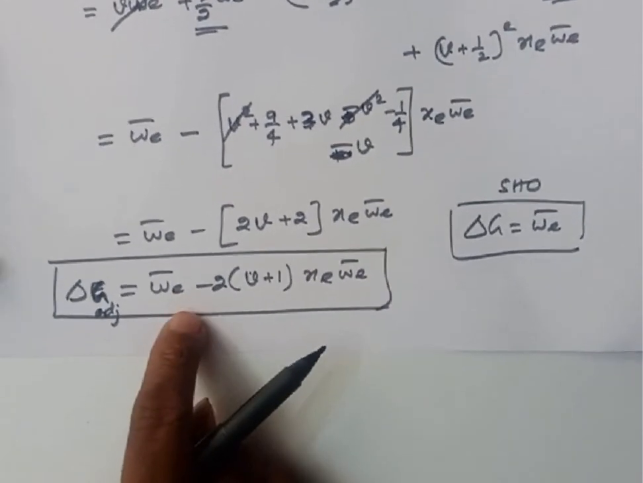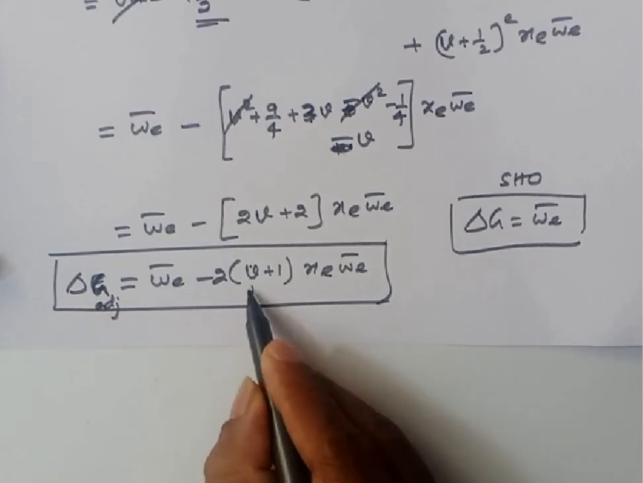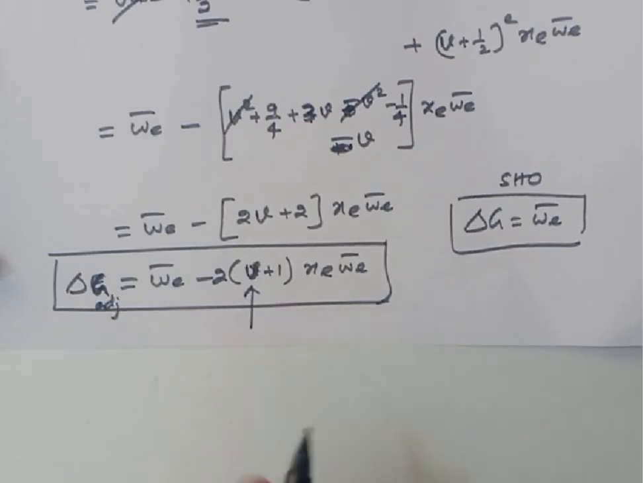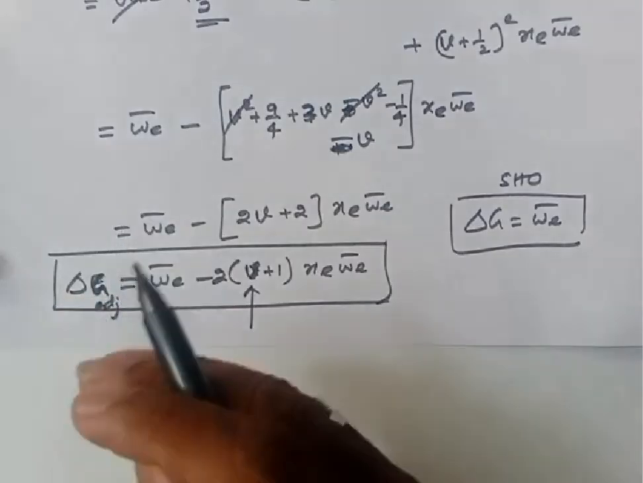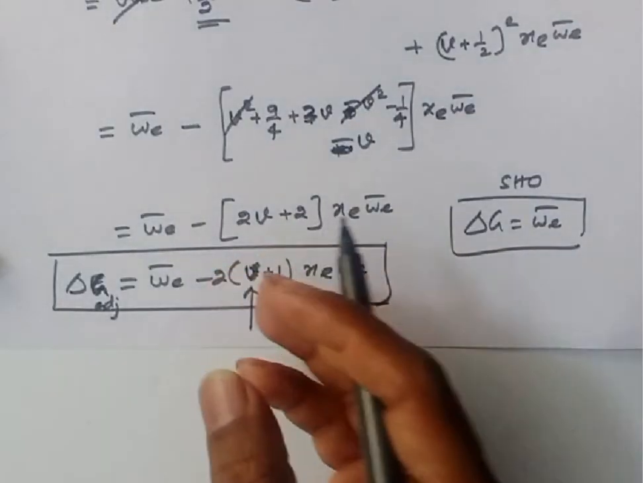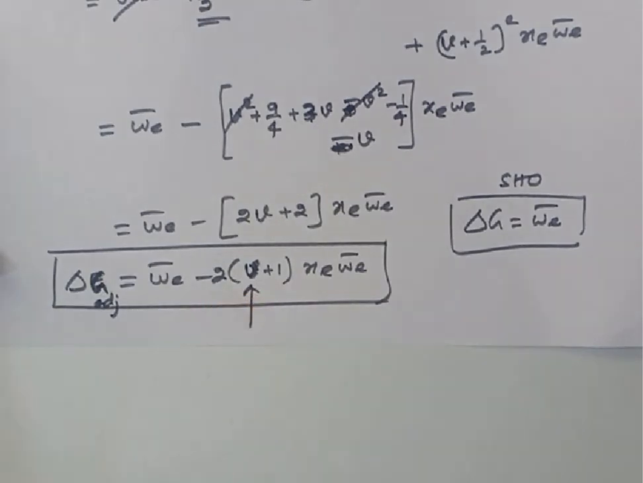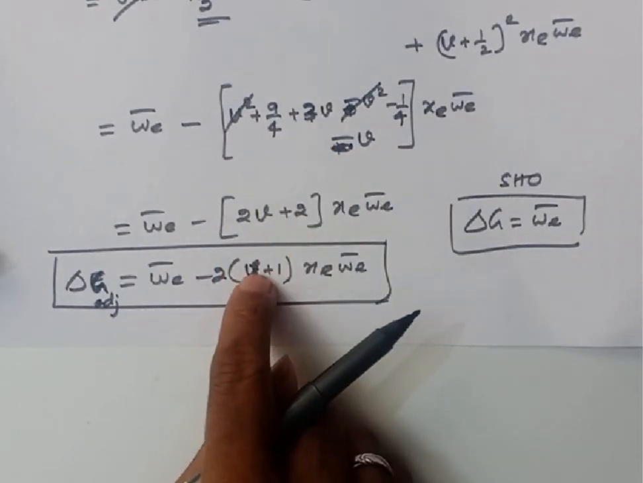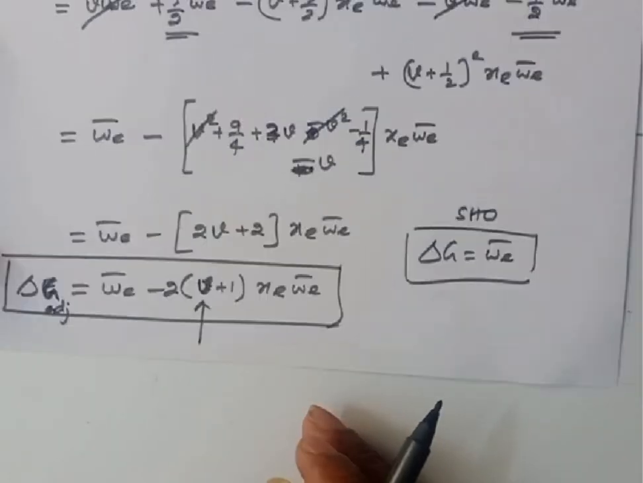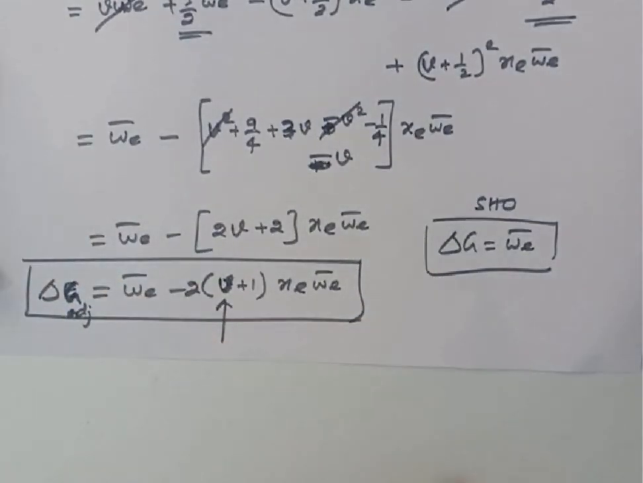Whereas in the case of the anharmonic oscillator, see this, the delta G between adjacent levels now has V. The vibrational quantum number is there. Therefore, depending upon the lower vibrational level of the transition, you will get a different energy required for the transition. For the 0 to 1 transition, you will get some energy. For the 1 to 2 transition, we put V equal to 1 here, and you will get a different energy. So now the energy required for transition is not constant for all transitions.